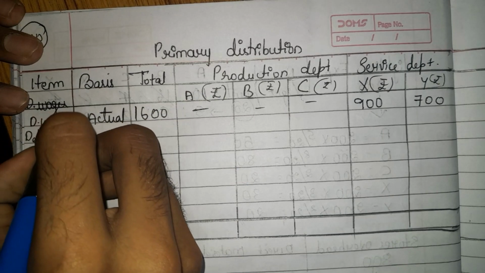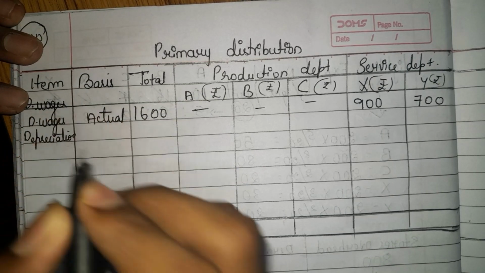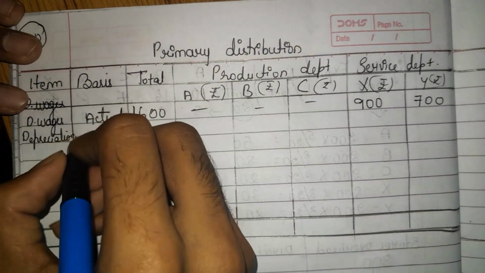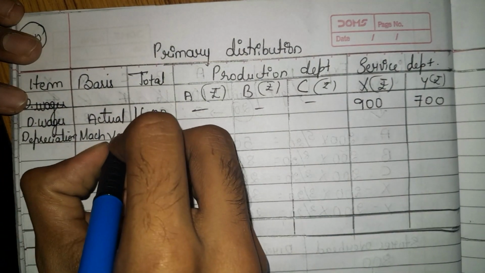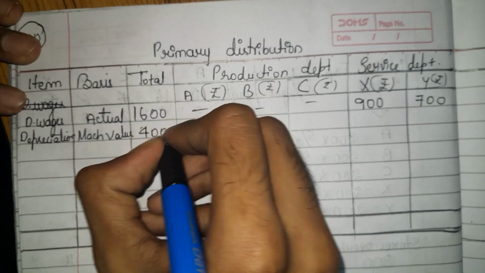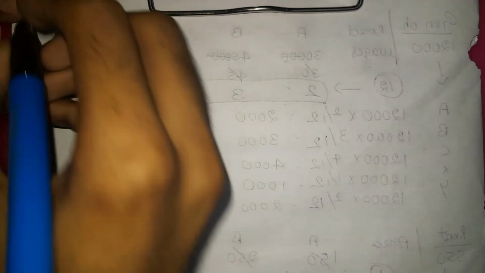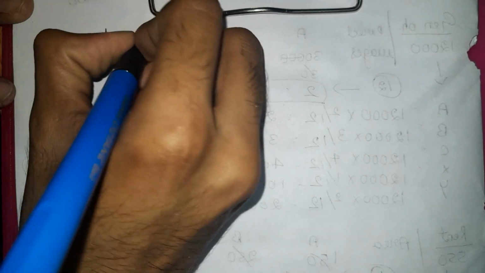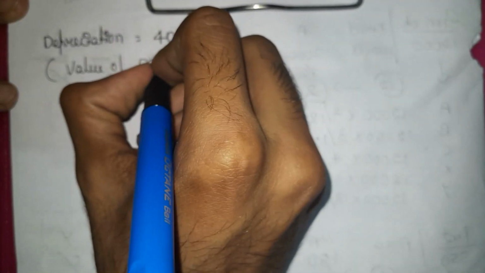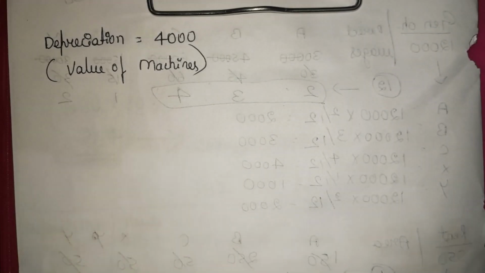Next we have to take the expenses. First we have depreciation. Depreciation will be charged based on the value of machinery. Total depreciation expense is 4000. Now we are apportioning the depreciation expenses. The total depreciation expense is 4000 rupees and we will apportion it on the basis of value of machines.